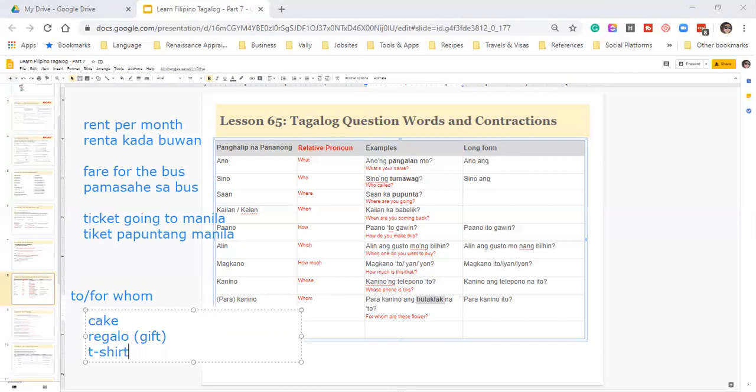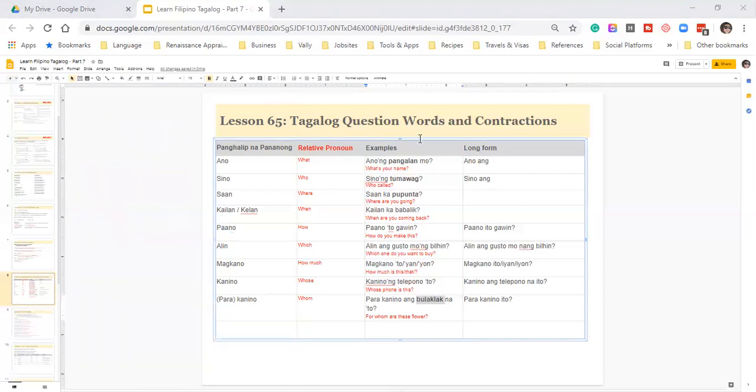T-shirt. Para kanino ang t-shirt na ito? Very good. Okay, that's how you use it. All right? Any question? Oh, we did not do alin.